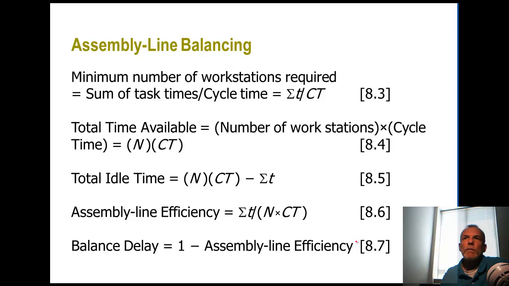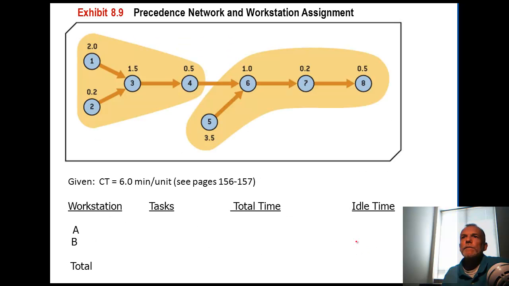Now let's go to the next problem that we're going to solve, looking at arranging workstations and assembly line balancing. We'll be using these different formulas that you can find in the book. Here's the problem that we're solving from the book, and you can see the precedence network diagram shown here on the screen. Within the problem description we're told that the cycle time is 6 minutes per unit, which was computed in a way similar to our last problem.